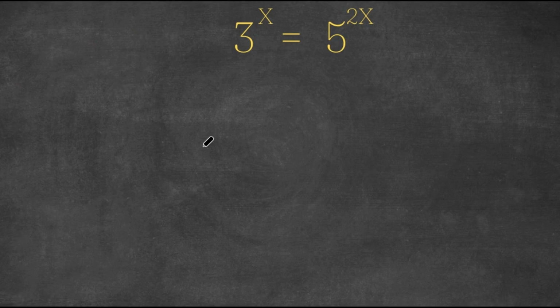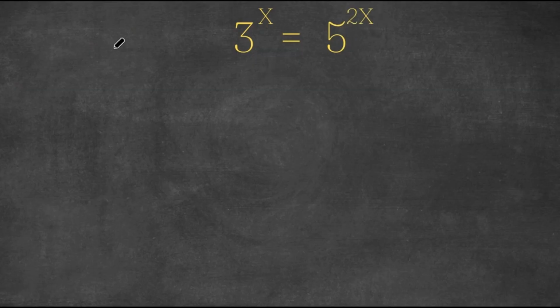In today's video, I'm going to be teaching you guys how to solve this exponential equation. So we have 3 to the power of x equals 5 to the power of 2x. And what we're first going to do is simplify the right-hand side of it. We have 5 to the power of 2x.